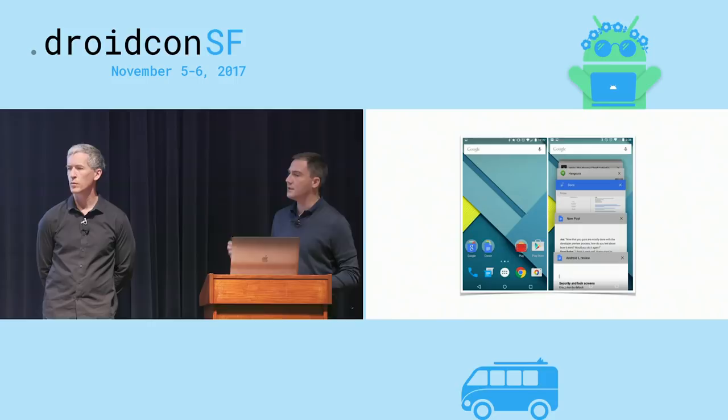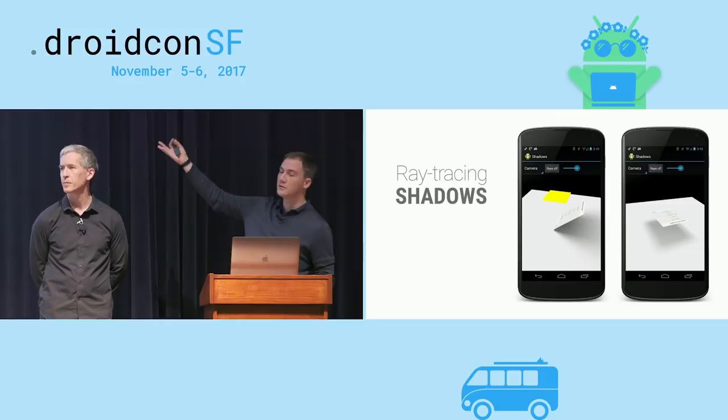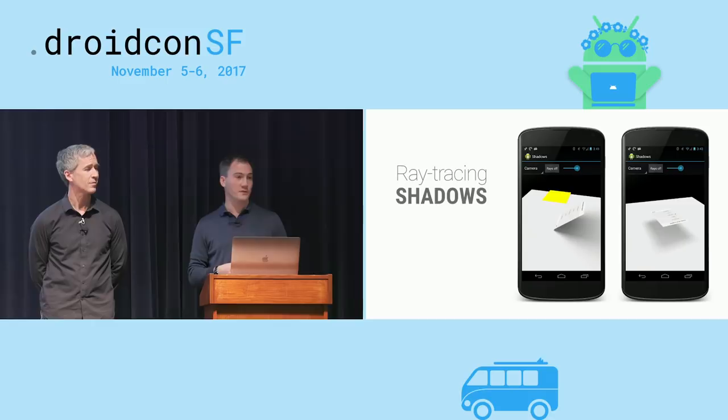In material design, there are a lot of shadows. Some of you may have heard that story before, but I was prototyping the implementation and I thought, why not ray trace them on the GPU like we would do offline? So this is the prototype application. You can see the shadows look beautiful. It was running at 60 FPS on the Nexus 4.